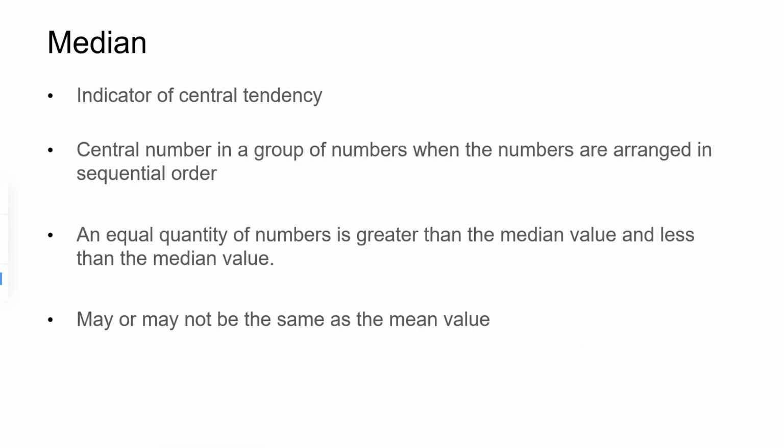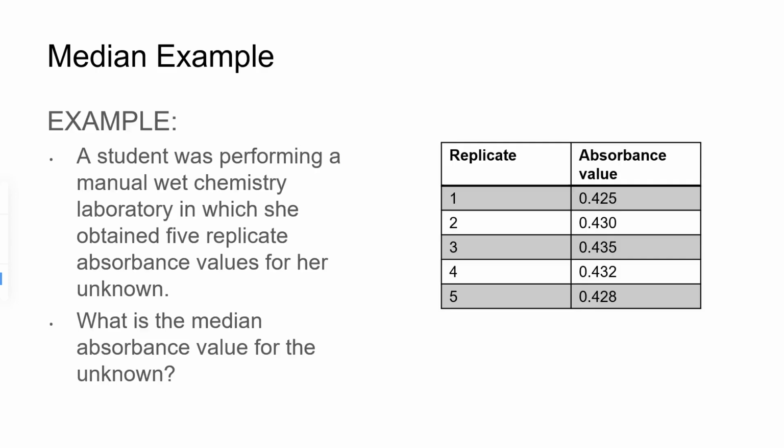The median is another indicator of central tendency. It's the central number in a group of numbers when the numbers are arranged in sequential order. So we would actually put the numbers of the data set in order of increasing number, so smallest to largest. And the median would be the center number. An equal quantity of numbers is greater than the median value and less than the median value. So it's somewhere in the middle. It may or may not be the same number as the mean value.